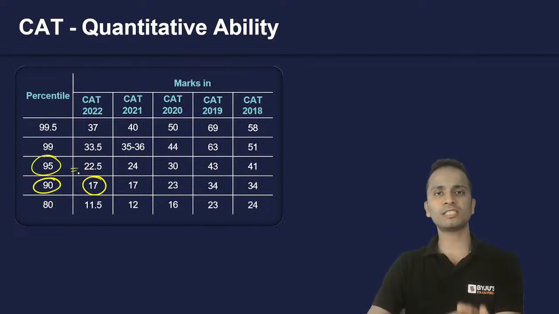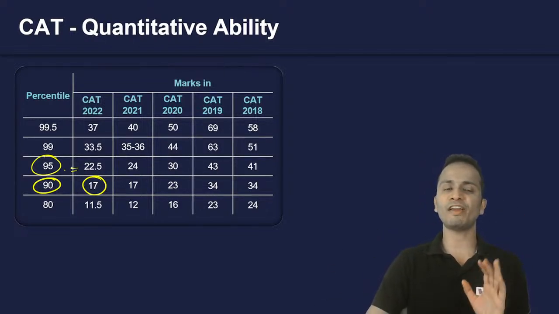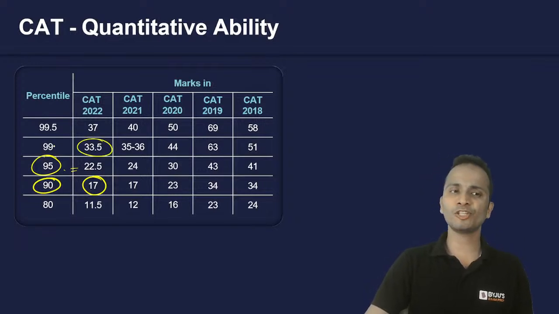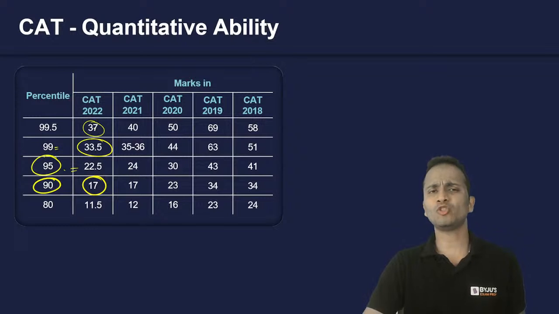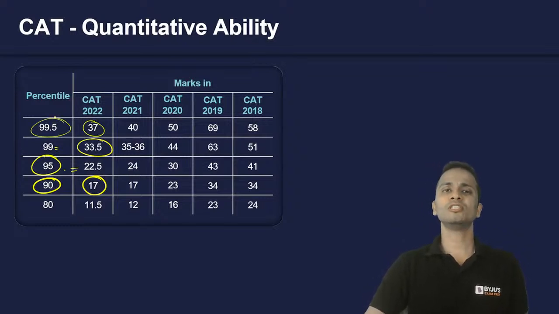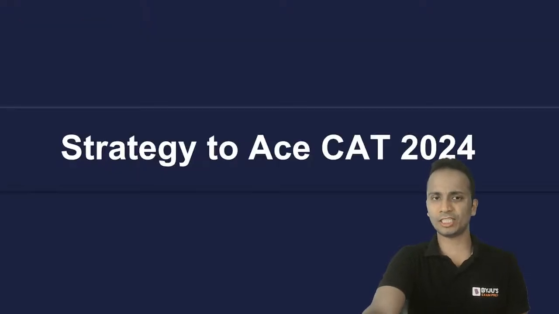So somewhere around 7 to 8 questions correct, 95 percentile. Somewhere around 11 questions correct, 99 percentile. And 12 to 13 correct will fetch you 99.5 percentile. All right, so this was about the QA section.